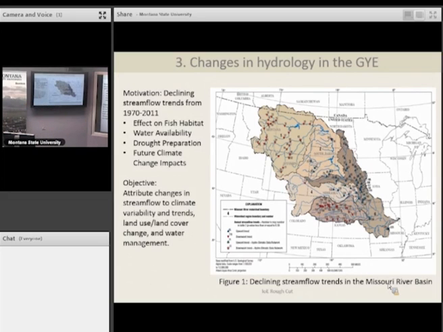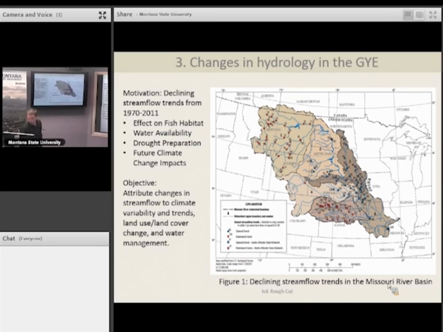So my name is Jared Hoy, and my project is on changes of hydrology in the GYE using outputs from the model that Kristen was running. Some of the motivation from this figure on the right was from USGS and showed stream trends from 1970 to 2011. And you can see in the headwater area of the Missouri River Basin, it was mostly down overall. Some increasing down towards like Iowa.